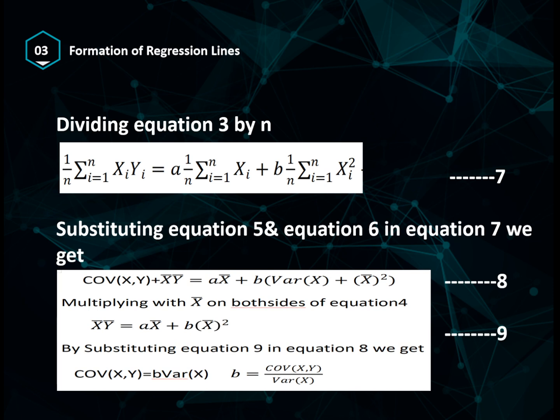Now, by substituting equation 9 in equation 8, we get covariance of x comma y plus a x bar plus b x bar square, which is equal to a x bar plus, let us multiply b inside, so that we are going to get b into variance of x plus b x bar square. As we can see, both sides a x bar plus b x bar square are common, we can cancel both, and we are going to get covariance of x comma y as b into variance of x. From that, how can we find out b: b is covariance of x comma y divided by variance of x.